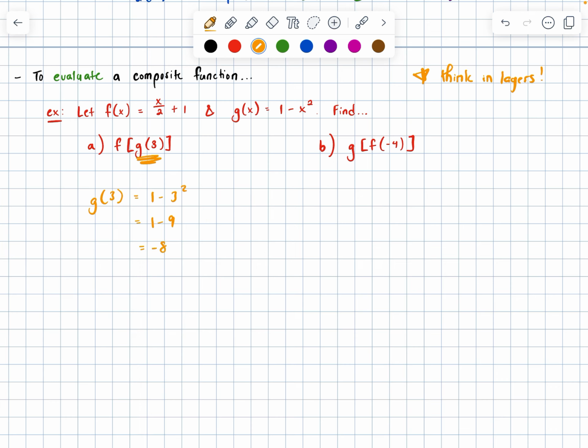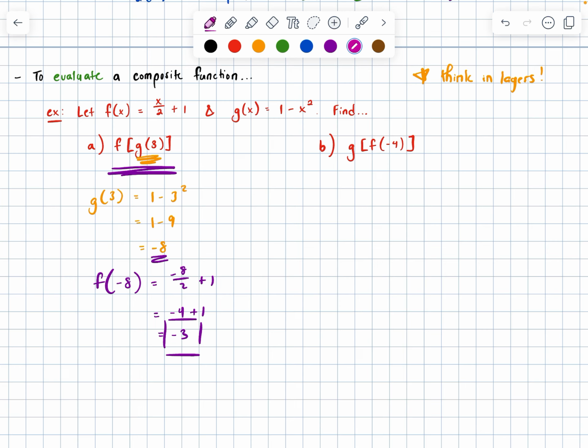Now that I know what g of 3 is, I just want to find what f of g of 3 is. But we just found that g of 3 was negative 8. So now to evaluate f of g of 3, what I'm really doing is evaluating f of negative 8. And f of negative 8, I know how to evaluate. I'm just taking my function from above. Every time that I see x, it's going to get replaced with negative 8. Well, negative 8 over 2 is negative 4, and negative 4 plus 1 is negative 3. Therefore, the value of f of g of 3 is negative 3.